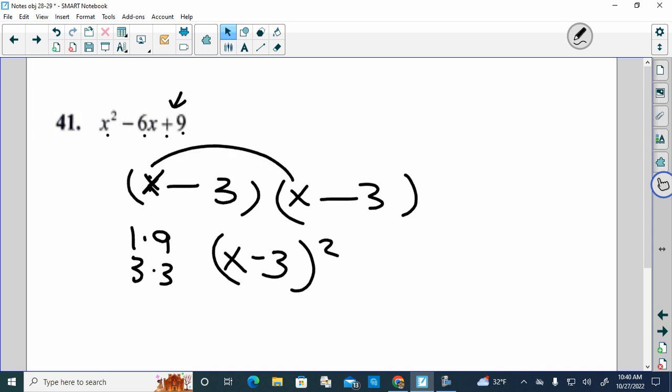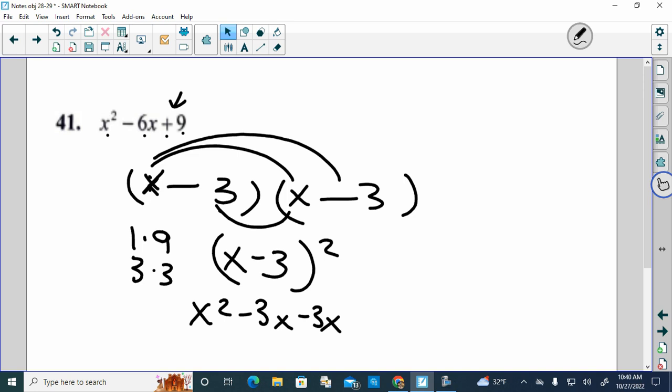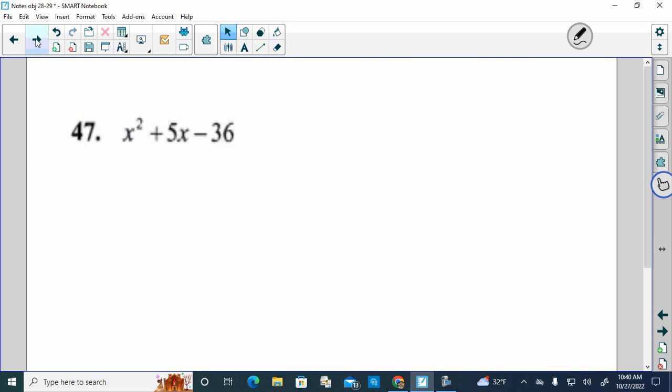So x times x would give you x squared. That would give me a negative 3x. That gives me a negative 3x. And then negative times a negative is a positive. And then we combine our 2 little terms, and that takes me back. So I know that my signs are right, okay? If you distribute it and check it. Just this part right here. Okay, we good? Okay, next one.